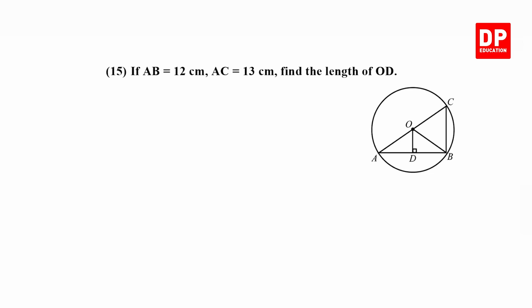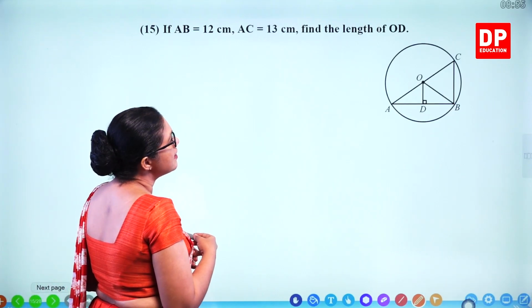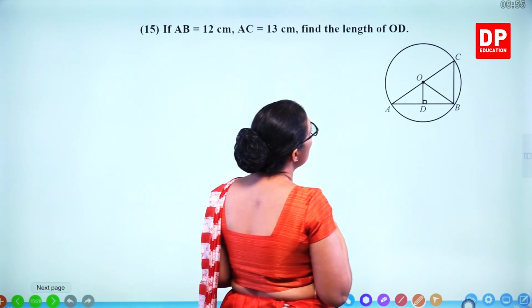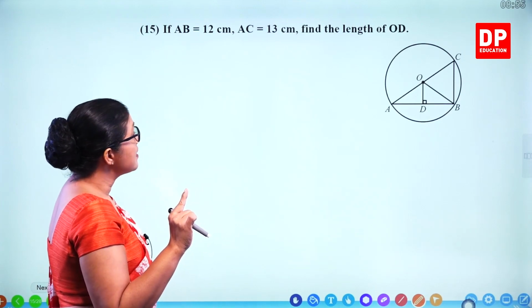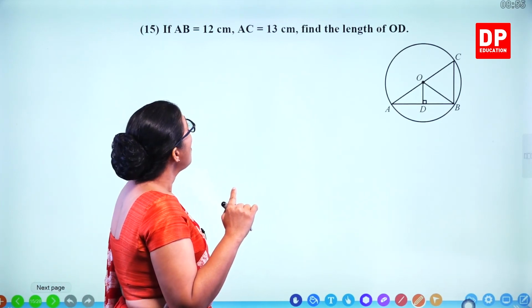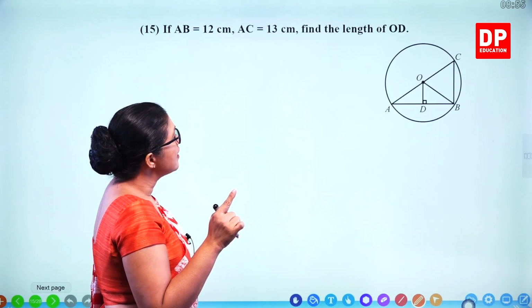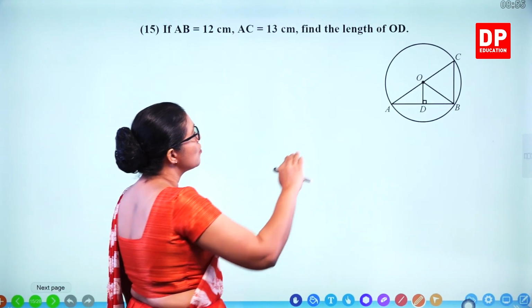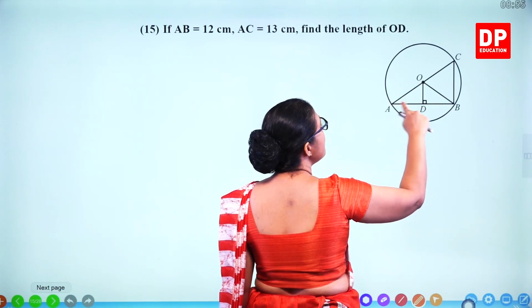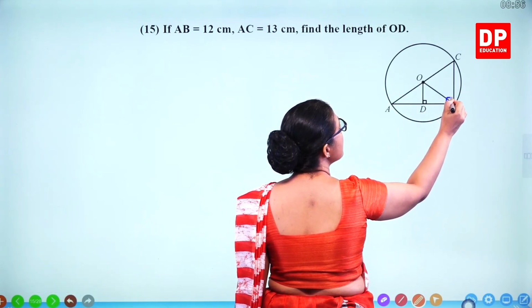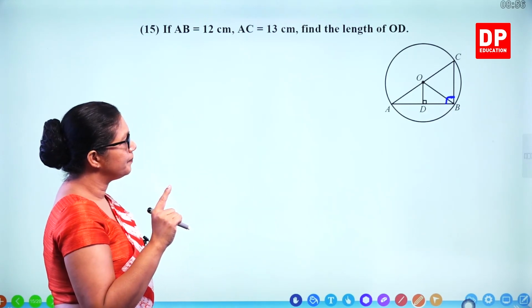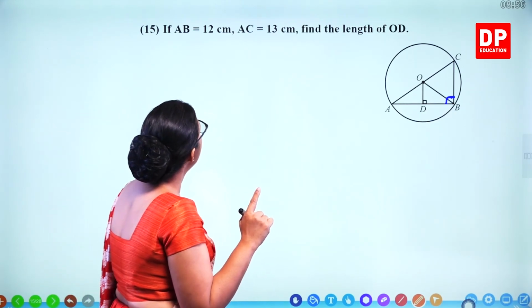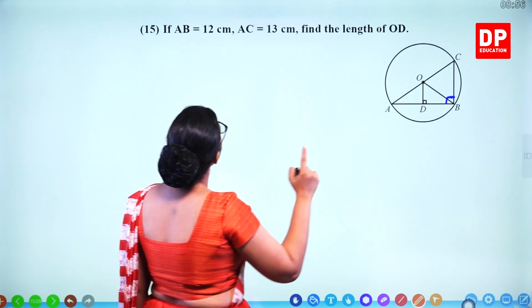Question number 15. If AB is 12 and AC is 13, find the length of OD. So this length. Now we know O is the center here. We can see that AC is 13. So this whole length is 13. And this is a semicircle angle. This is 90 degrees, because AC is the diameter. Now we can apply this one.